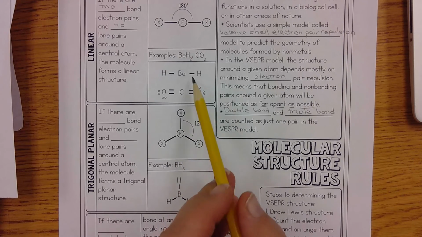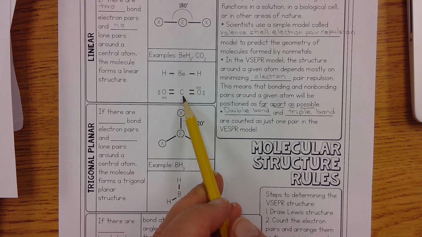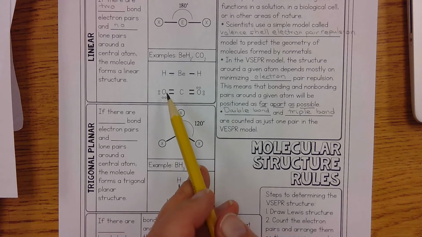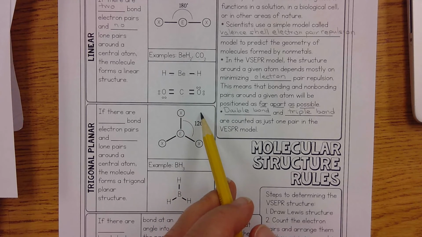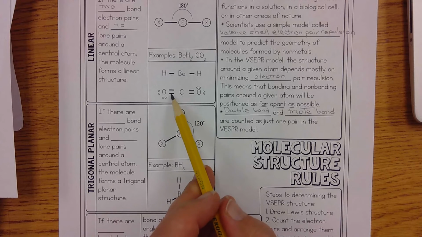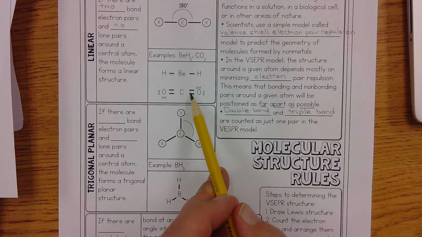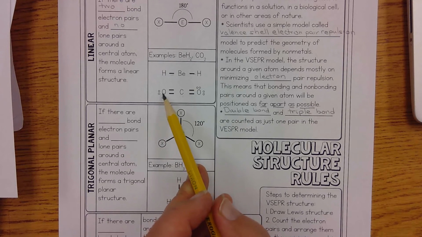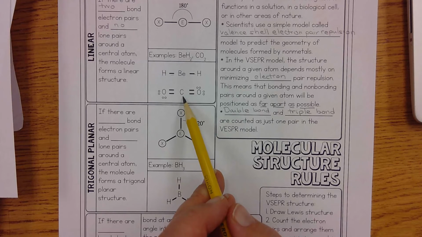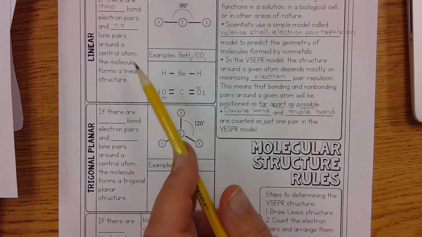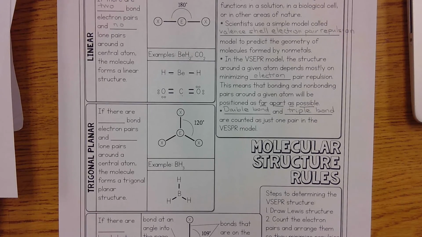Same with carbon dioxide. Carbon's in the middle, right? Usually the first one's in the middle. It has 4 valence electrons. Oxygens each have 6 valence electrons. So we get the double bond. That makes 8 around carbon with these 2 double bonds, 2, 4, 6, 8. And 8 around each oxygen, 2, 4, 6, 8. Lone pairs on the oxygen, but no lone pairs on the carbon. Right? So linear shape.